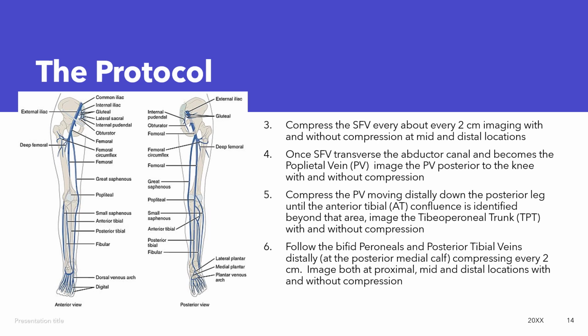Then you'll continue compressing every 2 to 3 centimeters down until you get to where the superficial almost begins to dive into the patient's popliteal area. At that point, you want to take your distal superficial femoral images. So you would take superficial femoral vein without compression, with compression, and demonstrate that it is compressible.